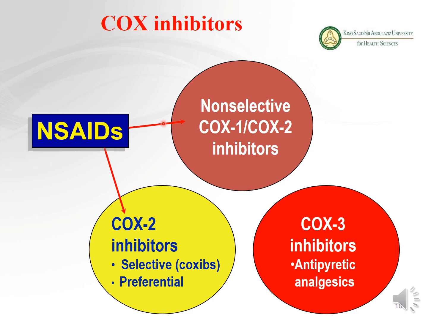So NSAIDs, non-selective, can block both COX-1 and COX-2. Selective: whenever you see this coxib, that means it is a selective COX-2 inhibitor. Preferential: some drugs have more preference toward COX-2 as compared to COX-1. COX-3 inhibitors have more antipyretic and analgesic effect, but less anti-inflammatory effect at the peripheral region.